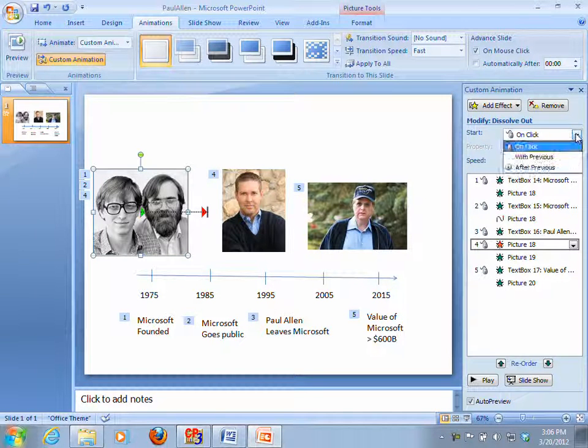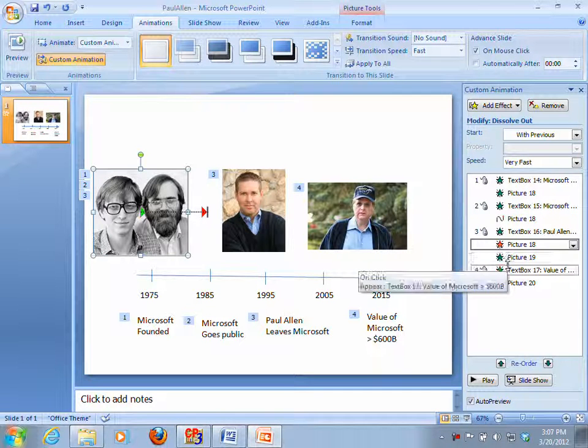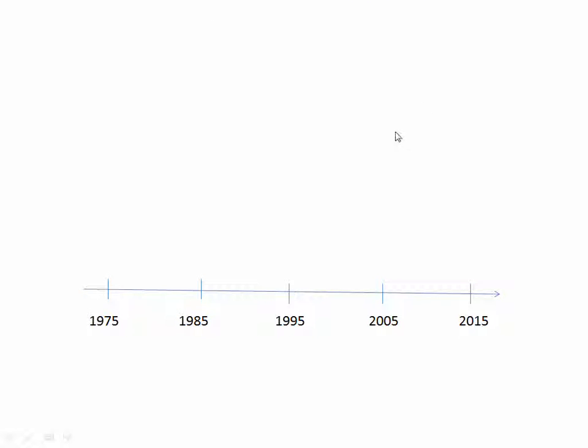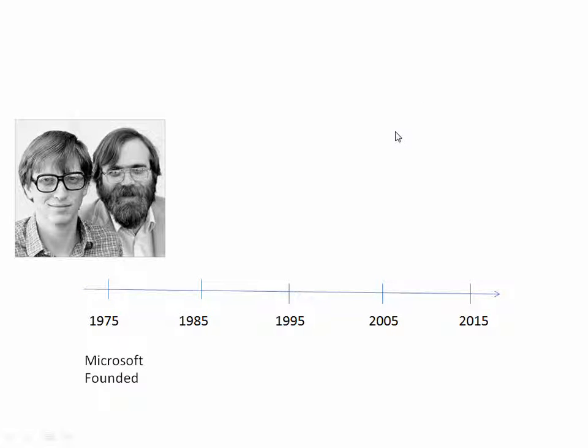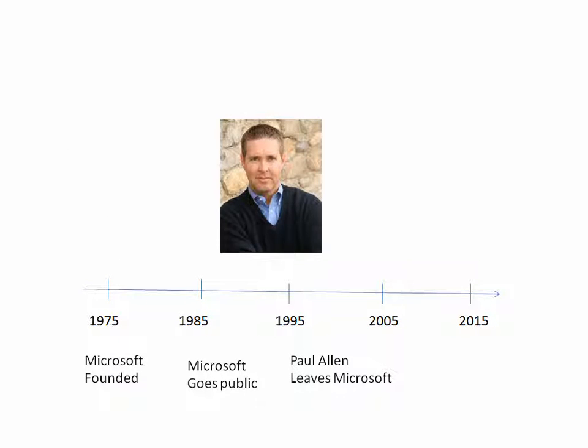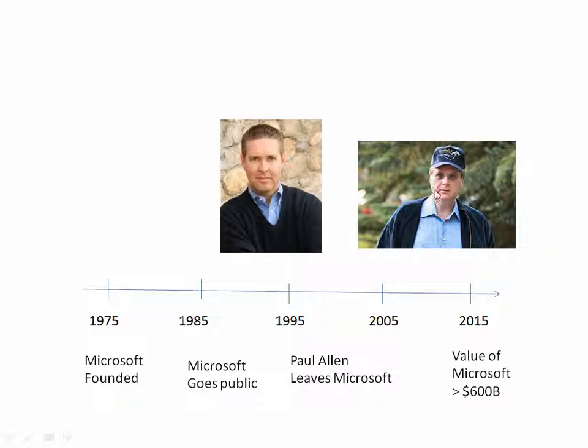Then, with the previous one, picture 18 is going to dissolve, and then picture 19 is going to come up. Let's try that. The first click. Second click. Third click. And fourth click. On the fourth click, I want this now to disappear. Well, so I think you get the idea.